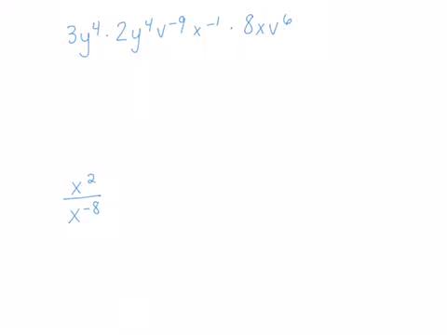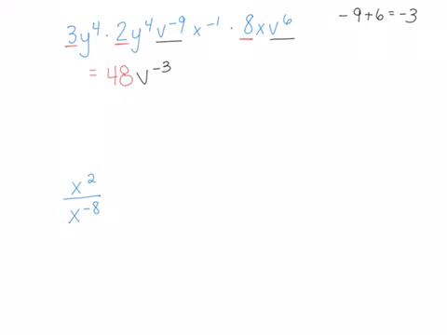Now we have multiple monomials being multiplied together. So the first thing I'm going to do is work through the constants. I'm just going to multiply those. So 3 times 2 is 6 times 8 is 48. And then I'm going to work with the v's next if we're going in alphabetical order. I have a v to the negative 9th and a v to the 6th. Remember, when we're multiplying, we're just adding those exponents together. So negative 9 plus 6 gives us negative 3. So I have v to the negative third.